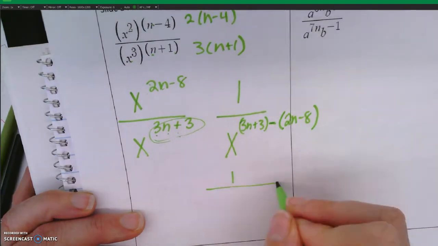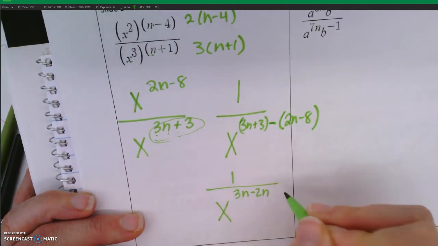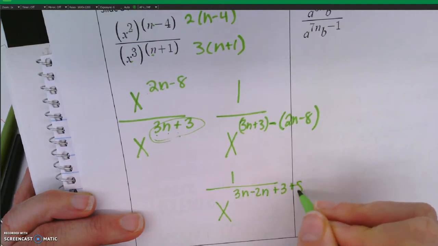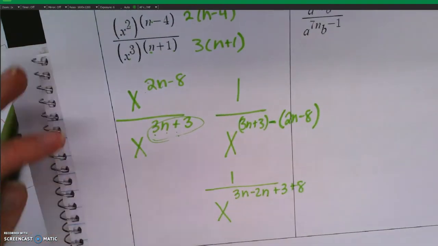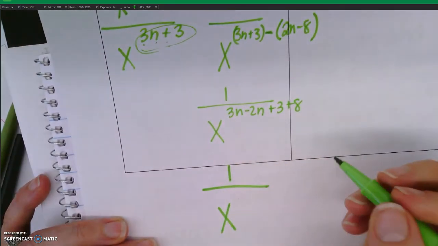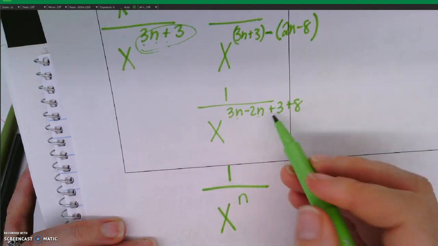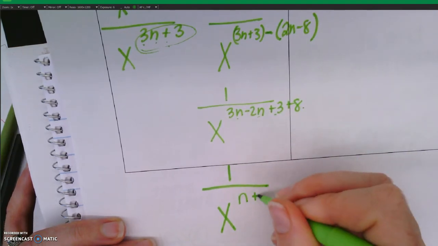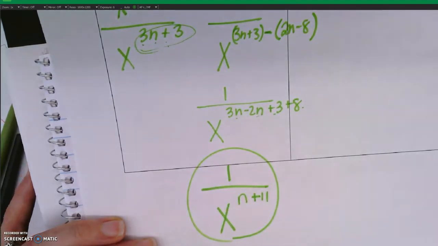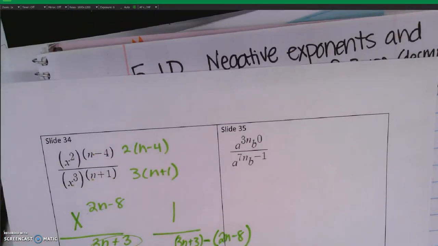If I distribute that negative, I get 3n minus 2n plus 3 plus 8. Once we simplify, our final answer is 1 over x to the 3n minus 2n is 1n, and 3 plus 8 is 11. There's your final answer for slide 34. Perfect. The last problem, slide 35.